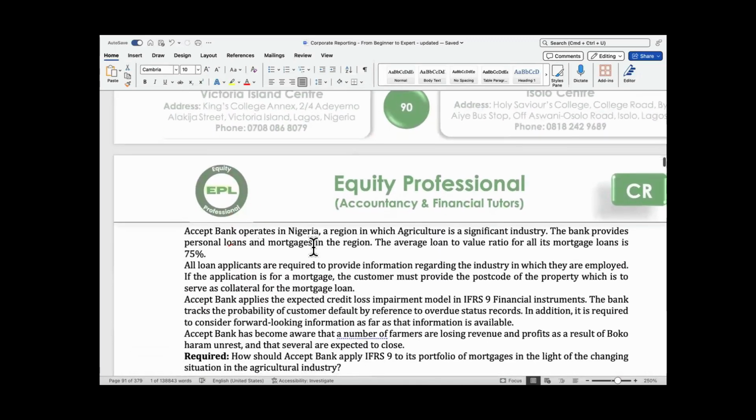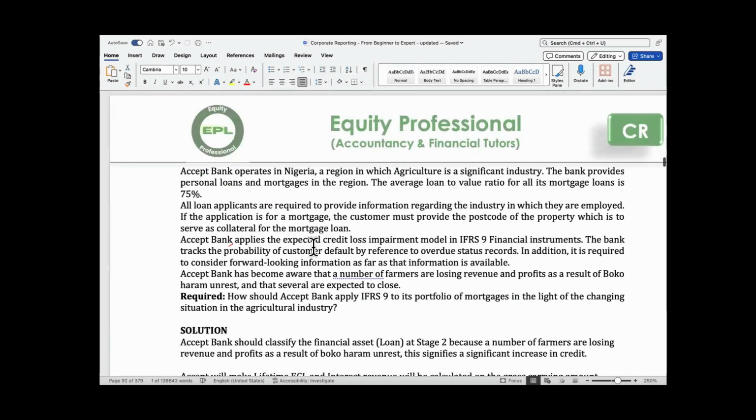Let's look at this other scenario. There's a bank that operates in Nigeria, a region in which agriculture is a significant industry. The bank provides personal loans and mortgages in the region. The average loan to value ratio for all its mortgage loans is 75%, which is good.